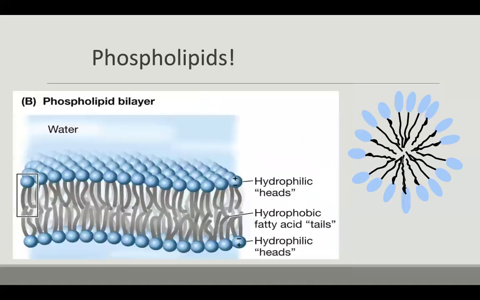And this is the phospholipid bilayer, which is a micelle, as we mentioned before. It has hydrophilic heads, which are able to interact with the environment outside the cell and inside the cell, and then the hydrophobic tails in the middle. And then van der Waals interactions help strengthen these hydrophobic interactions.